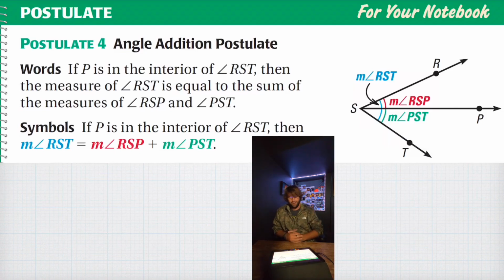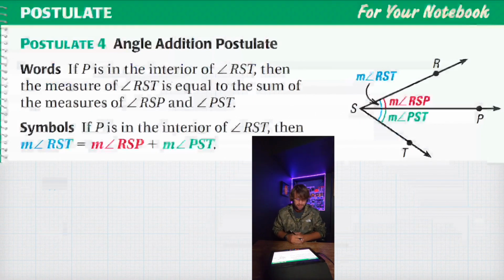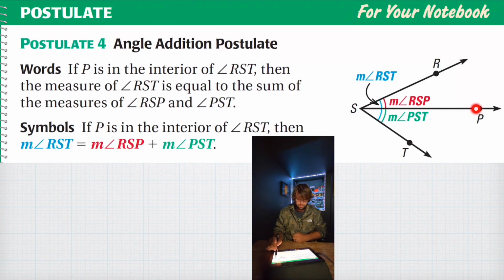So, postulate 4. Write this down in your notebook. Okay? The angle addition postulate. In words, if P is the interior of angle RST, then the measure of angle RST is equal to the sum of the measure of RSP plus PST. So these two angles added together equal the whole big angle. That kind of makes sense if you're just looking at it. Here's the symbols for it. The measure of angle RST equals the measure of angle RSP plus the measure of angle PST.